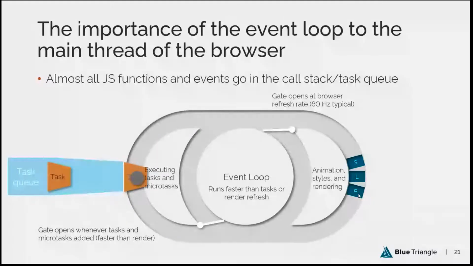If this task never finishes, the event loop will never get around to doing the animation styles and rendering for the page. The style, layout, and paint over here are all things that happen in the browser at a given rate, but they don't necessarily happen every single time. Tasks can actually block style, layout, and paint from happening in the browser. This is why optimizing JavaScript is really, really important.